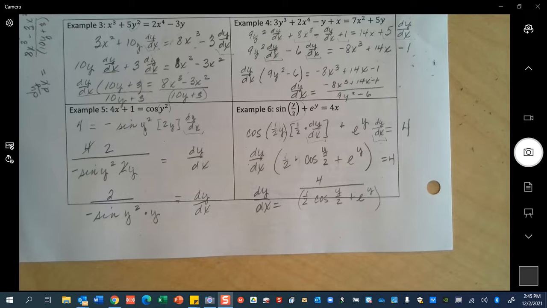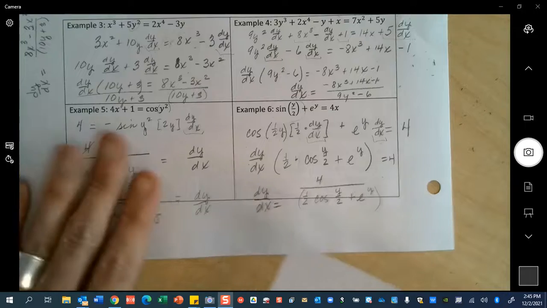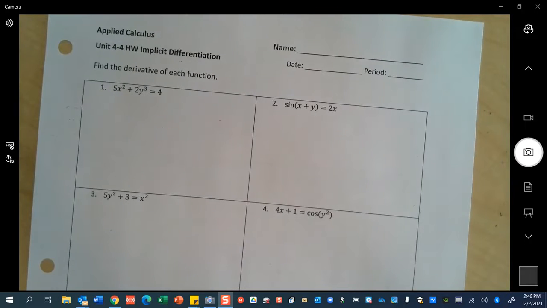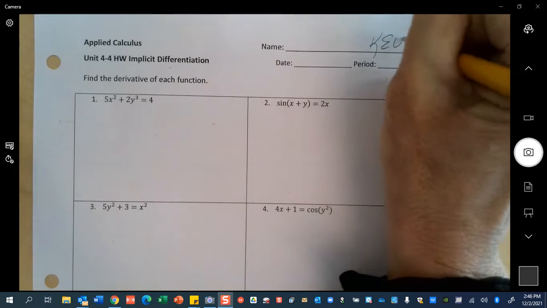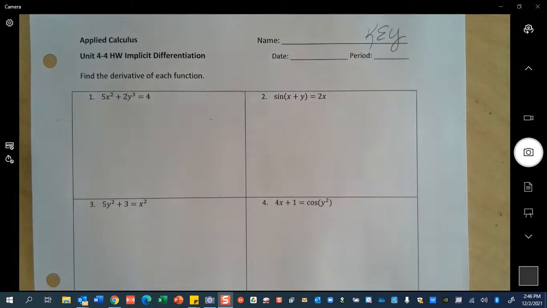Okay, so on your homework, it asks you to find the derivative of each function. So what we end up going back and reviewing is each of our different situations of how to take the derivative. Now here's the deal.